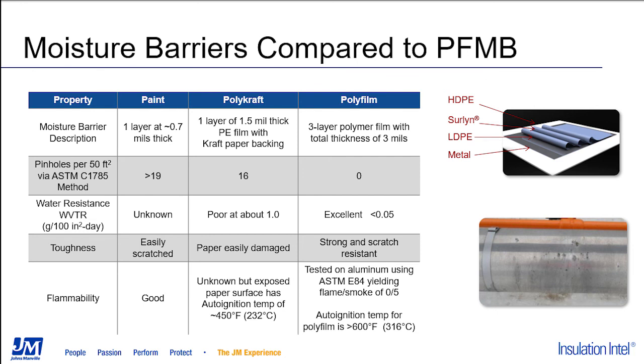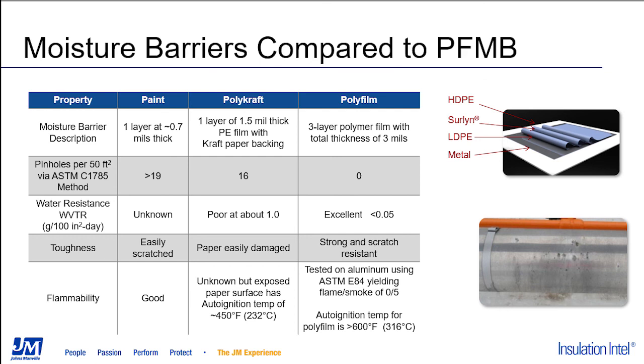There are three types of moisture barriers: paint, polykraft, and polyfilm, and the performance of each are shown here for several key properties. We don't have time today to get into all the detailed performance of the various moisture barrier types. We've got literature and an entire presentation discussing the importance of moisture barriers on metal jacketing and the superior performance of polyfilm moisture barrier. If you'd like more information on this, contact JM.